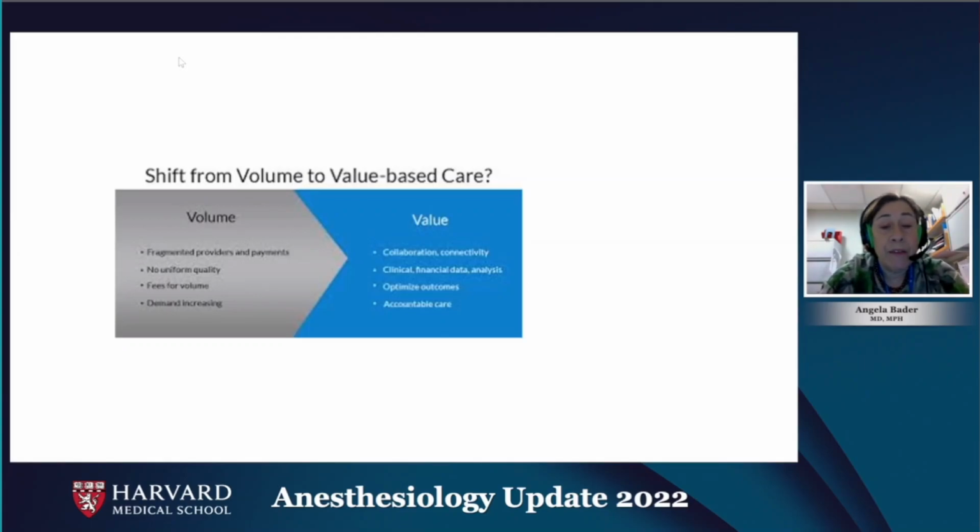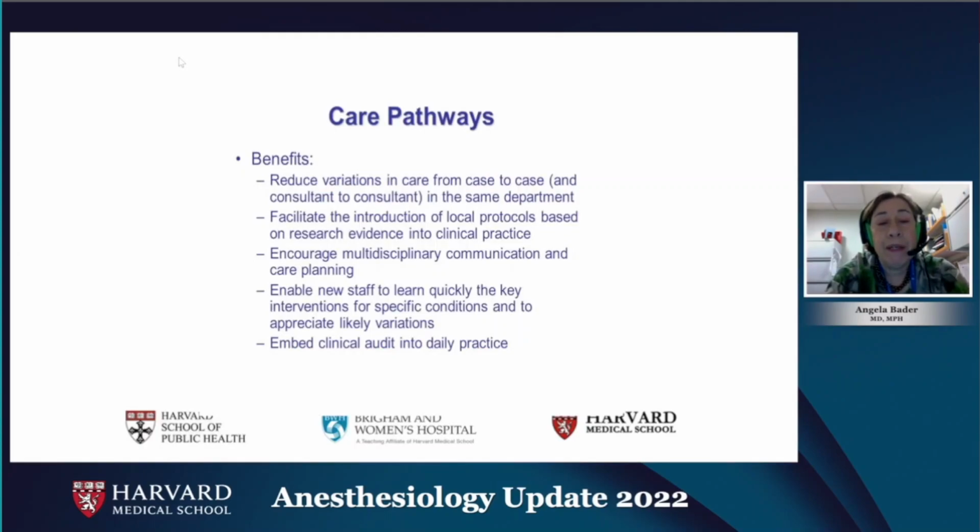And as the demand for volume is increasing, we think about accountable care. How do we think about these care pathways, and what is the benefit of shifting from silos to longitudinal care pathways? The benefits are we can reduce variations in care from case to case and consultant to consultant in the same department, because we facilitate the introduction of local protocols based on research evidence into clinical practice. We encourage multidisciplinary communication and care planning.